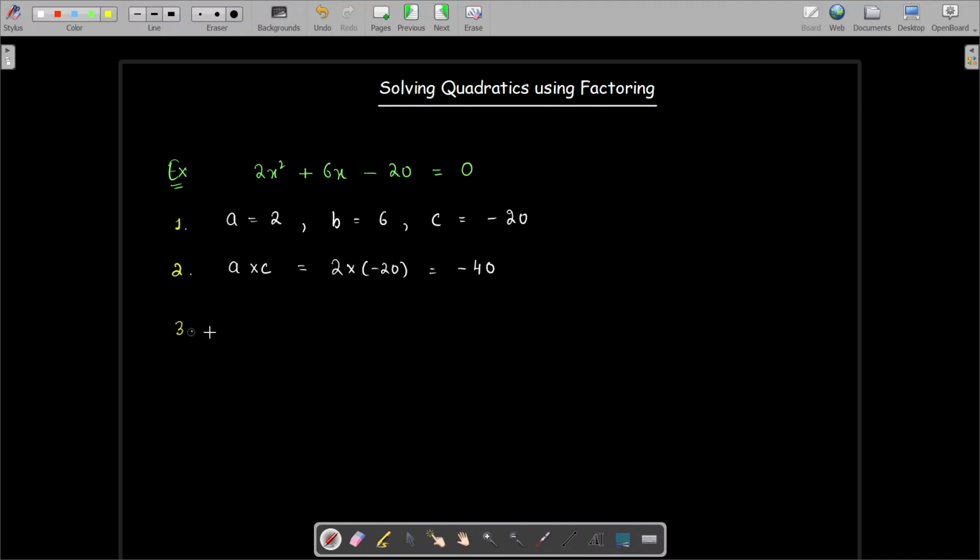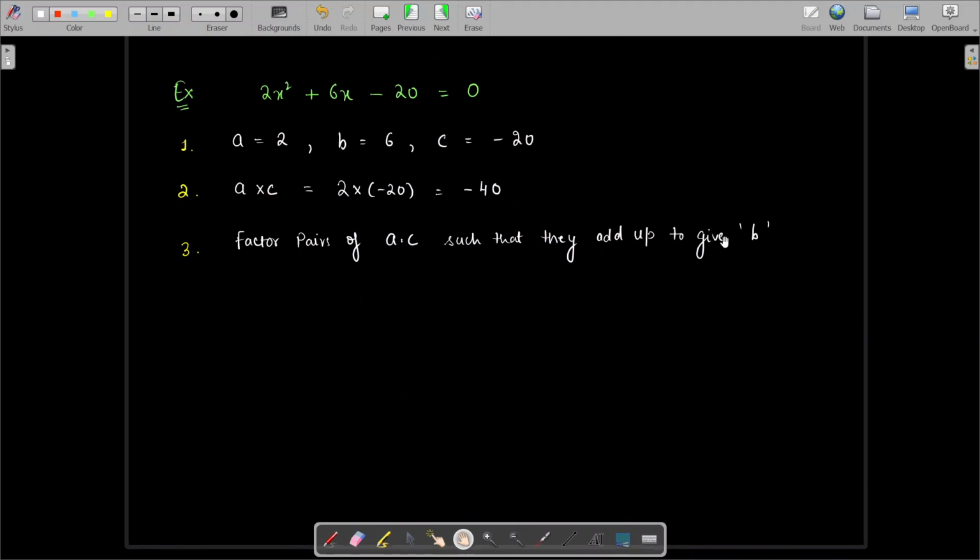Third step is you are going to find the factor pairs of ac, the product that you've just got. So we will find the factor pairs of negative 40 such that they add up to give b. b is 6. So we need to find one factor pair of negative 40 such that if you add those 2 factors, you get b, which is 6 in this case. So let's do that.